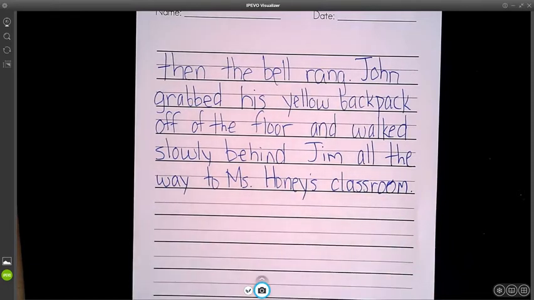So there I put a lot of detail as to what John and Jim did in the second part of my story. Today, I would like you to add some details of step-by-step things that your character has done in your story.